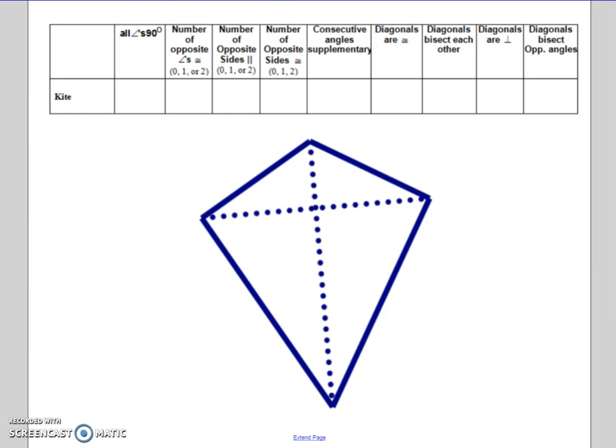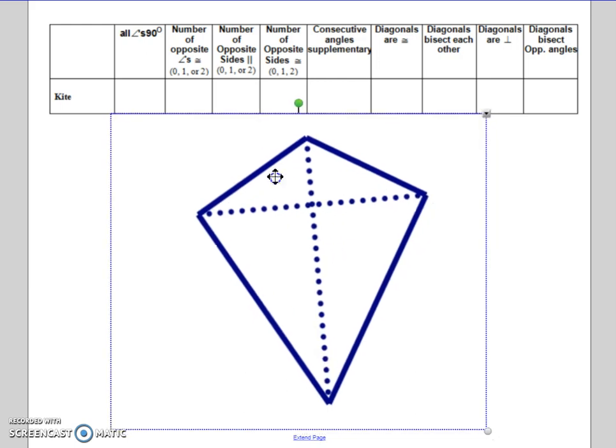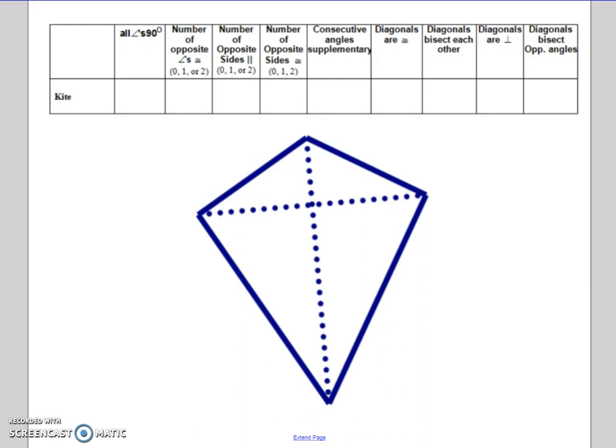So a few things about a kite. This is an example of a kite. On a kite, this side and this side are congruent, and then these two pieces are congruent. On a kite, our diagonals make right angles. They're perpendicular there. And then this piece and this piece are congruent.